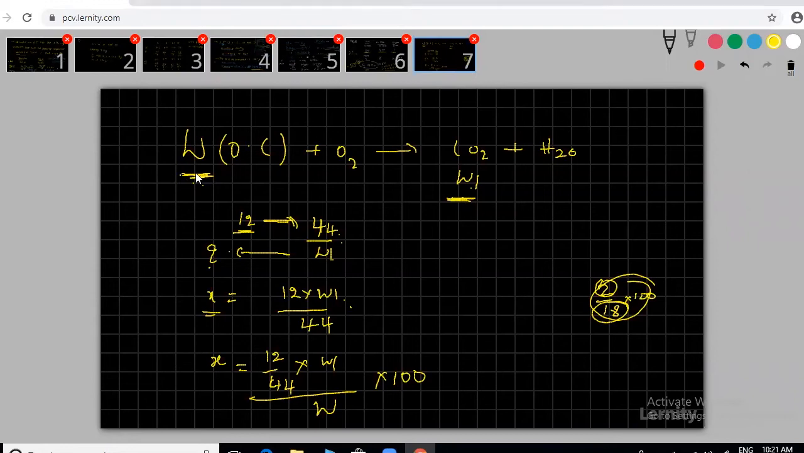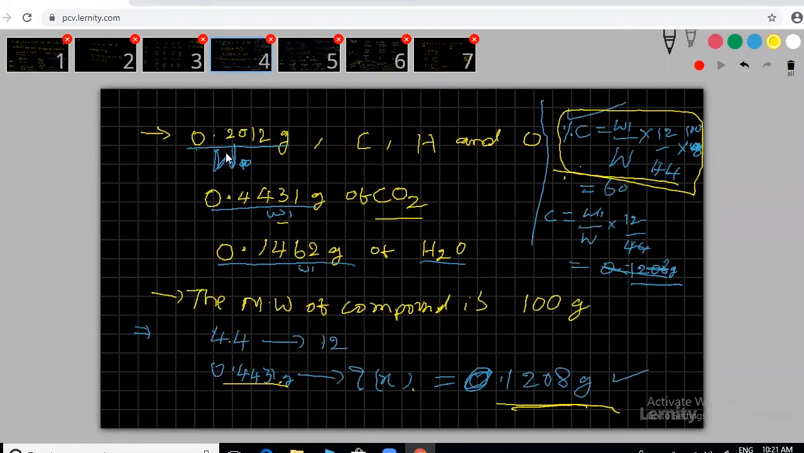Capital W will be given in the question. Like here, they gave 0.2012 grams. That is the total weight of the organic compound, the capital W. Note down the meaning first: capital W is the total weight of organic compound. If the carbon dioxide weight is W1, and you take the water weight as W2, you'll get the answers.